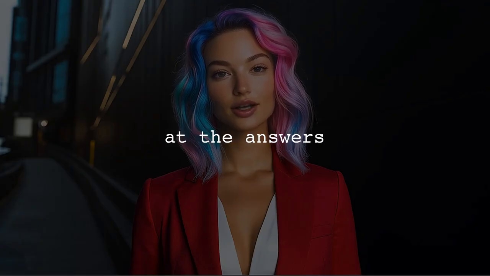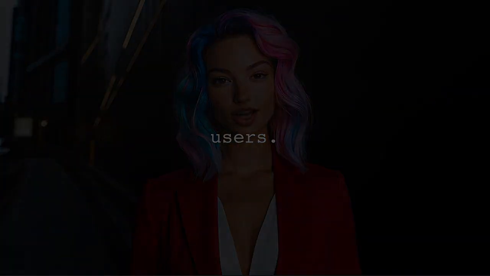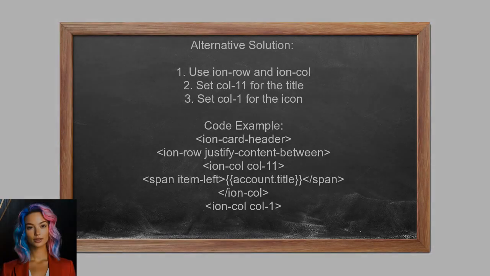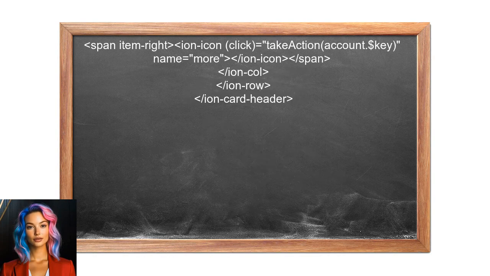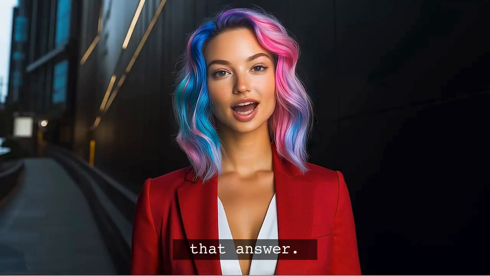Now let's look at the answers provided by other users. An alternative solution suggests using Ion Row and Ion Col components to position the icon on the right. This method utilizes a grid layout similar to Bootstrap to achieve the desired alignment. That wraps up that answer. Let's move on to another one.